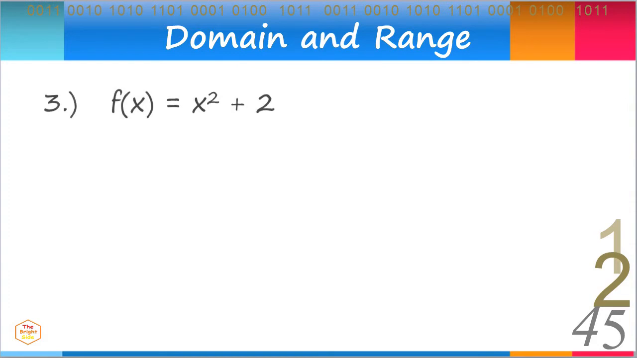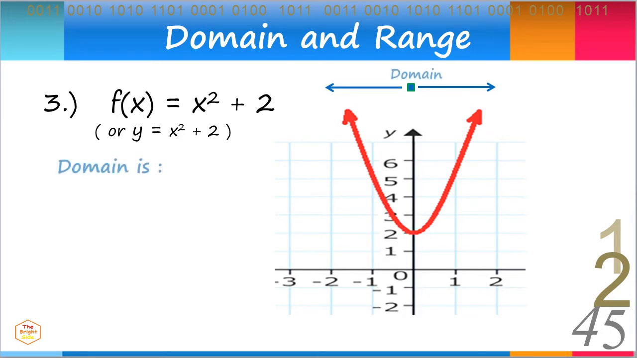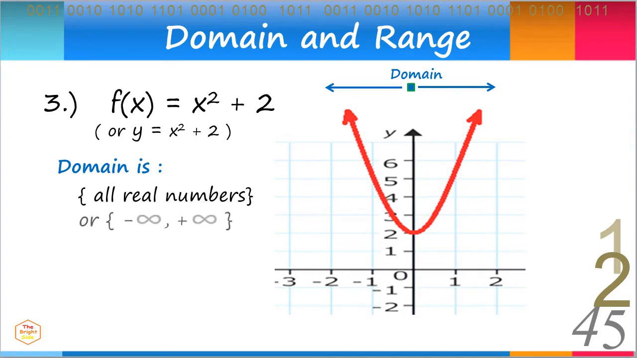How about the function f of x equals x squared plus 2? Notice that the exponent of x is 2. This means that its graph is not a line, but a curve. In fact, this is a parabola. Notice the graph. The arrows extend to the left and right indefinitely. Thus, for all parabolic functions, the domain will always be all real numbers, or from -infinity to +infinity.